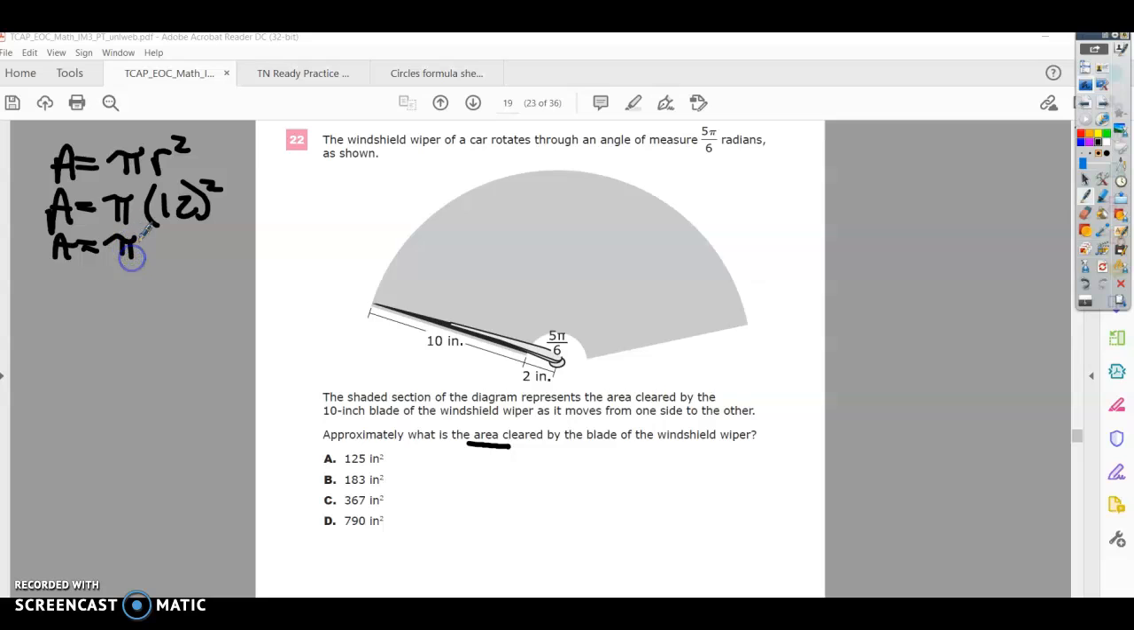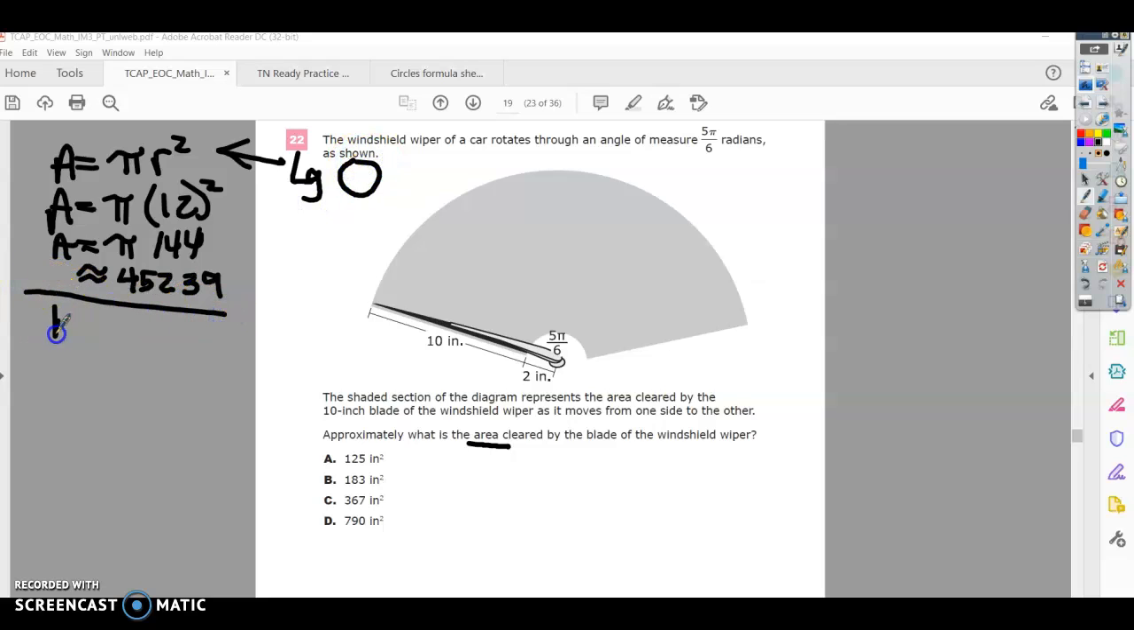And that's going to be pi times 144. We plug that in the calculator and we get approximately 452.39. Now, this is the area of the large circle. So this is the large circle.